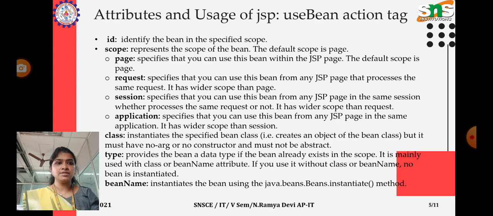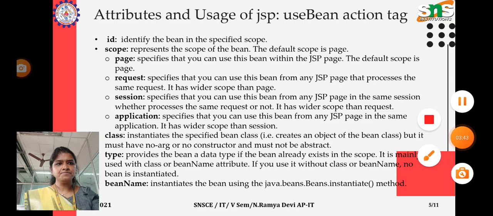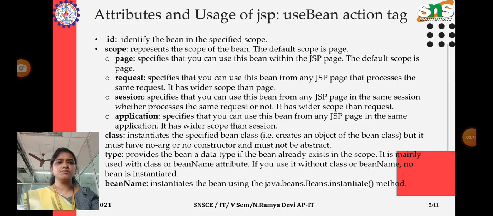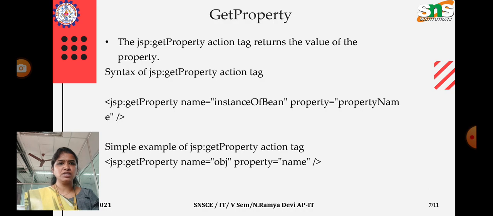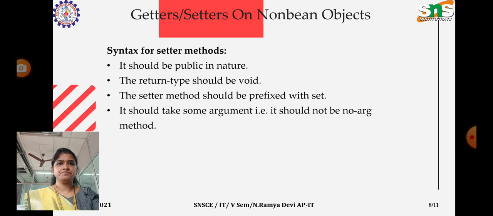If the bean already exists in the scope, it is mainly used with the class or beanName attribute, and beanName instantiates the bean using the java.beans.Beans.instantiate method. And the setProperty and getProperty action tags are used for developing a web application Java bean. The setProperty action tag sets a property value or values in a bean using the setter method, and the getProperty action tag uses the getter method, so it returns the value of the property.